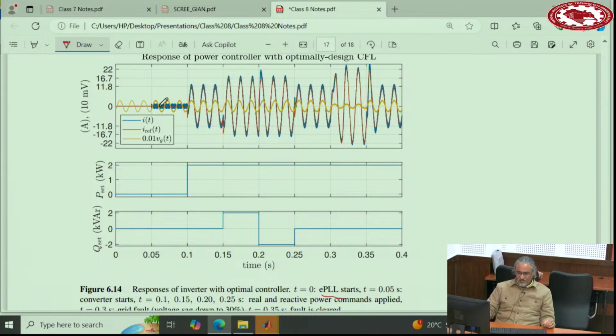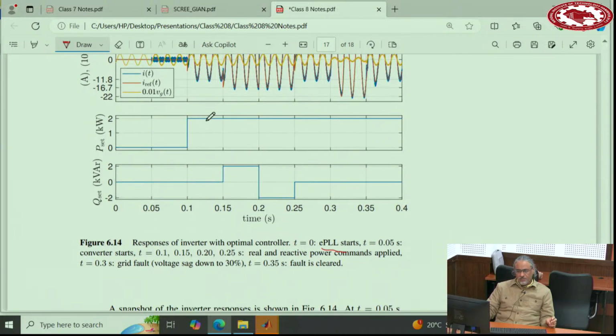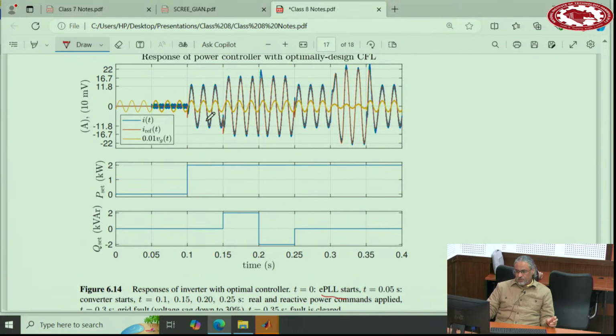Then you see a very nice almost no transient, very smooth start, because PLL already converged. We put 50 milliseconds for the PLL to converge. And then at this point, 0.1, we apply a real power, 2 kilowatt command. So immediately the converter generates a current such that 2000 watts is generated. At this point, we also apply 2000 vars. So it adjusts this current to provide 2000 watts and 2000 var.